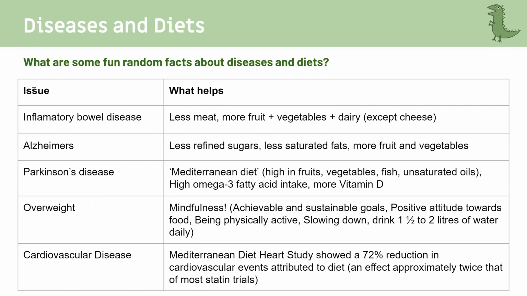And then later on, you also got slides on different illnesses and what helps. So I've just summarized it in this table. Please feel free to go through it. The ones I would highlight is that for overweight, Craig loves saying that mindfulness helps. And then for binge eating, mindfulness helps as well. I think those would be the big ones. And Mediterranean diet is good for Parkinson's disease and cardiovascular disease and pretty much a lot of everything else.